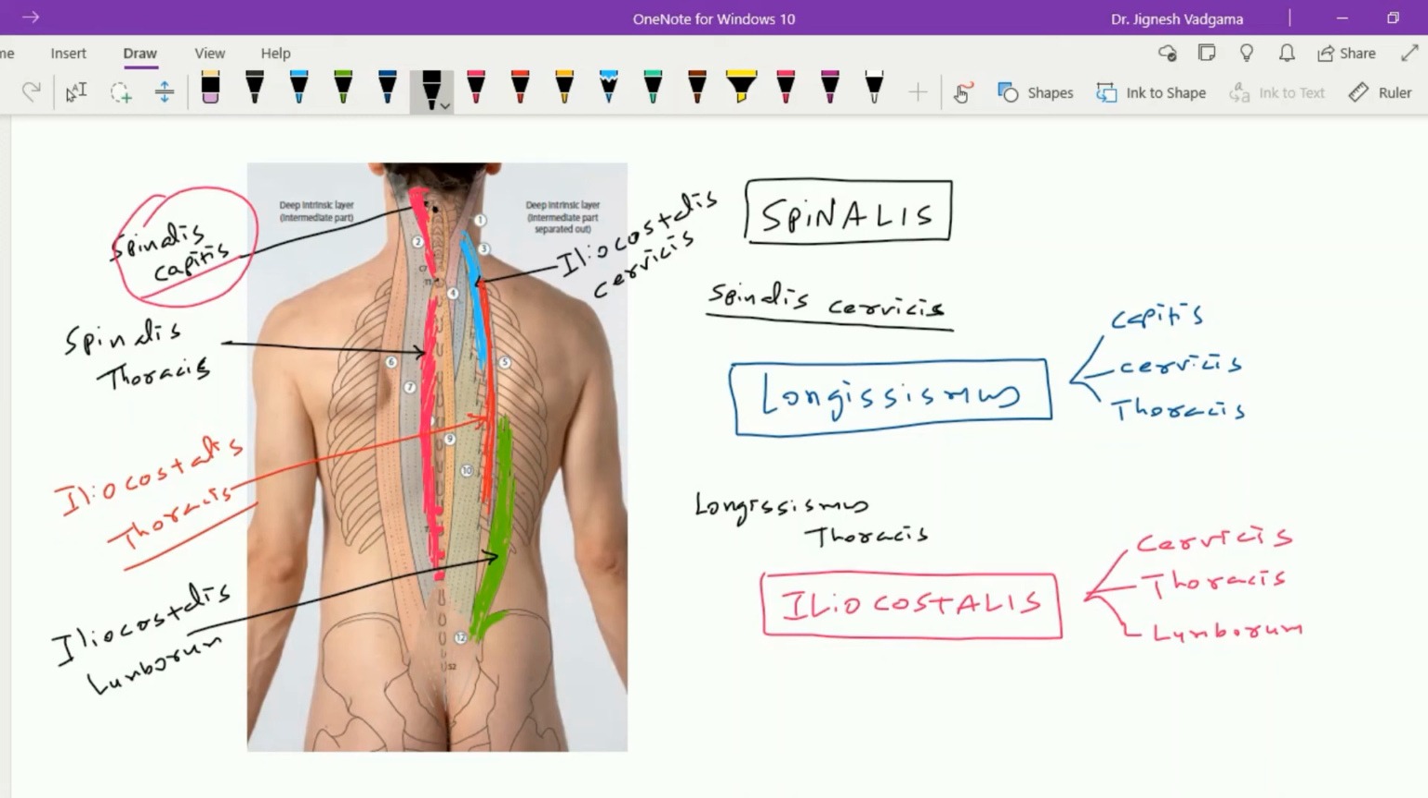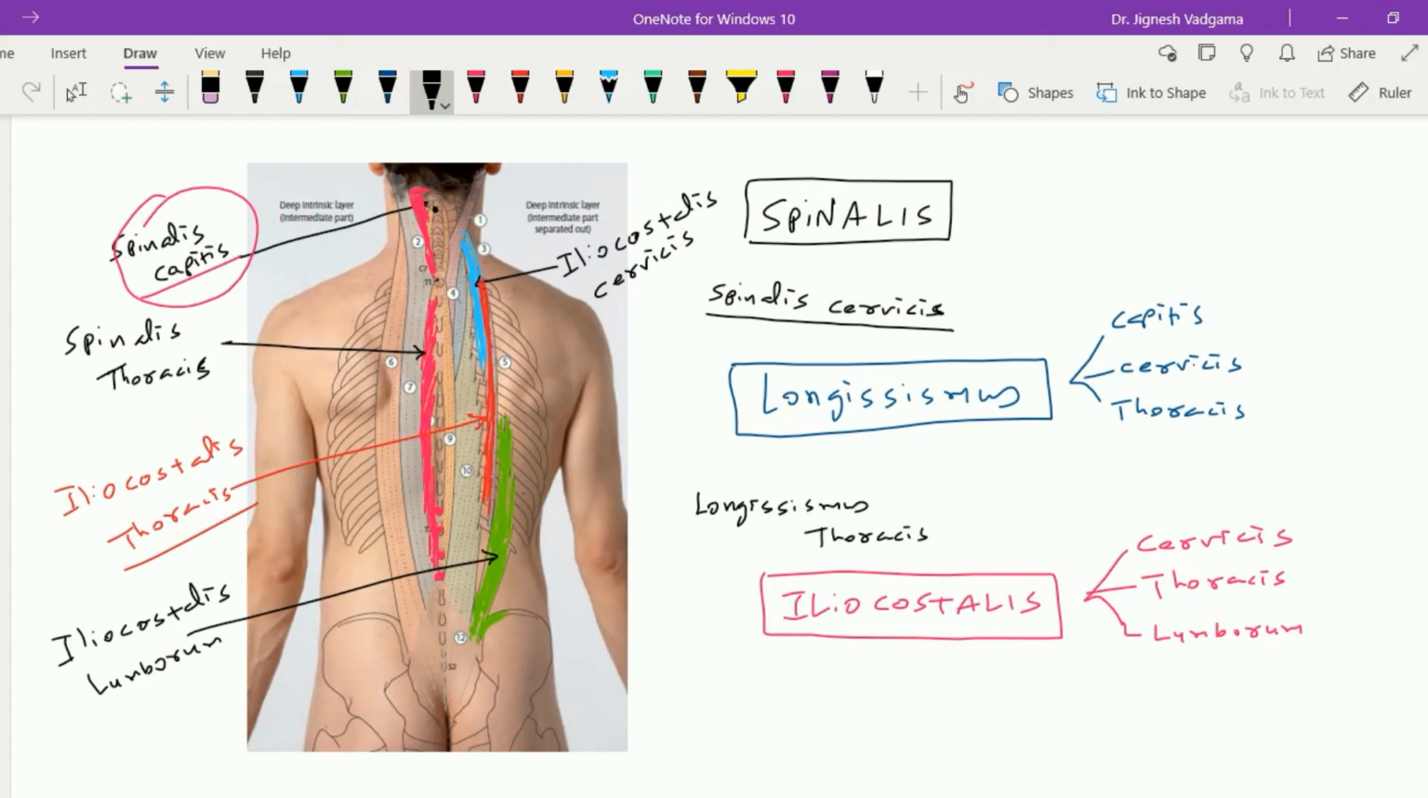So we have completed all the 9 parts of the erector spinae muscle. So at the end of the discussion, we should know that this erector spinae muscle has 3 types of fibers: most medially situated spinalis fibers, just lateral to it, or we can say intermediately situated, longissimus fibers, while most laterally situated are the iliocostalis muscle fibers.